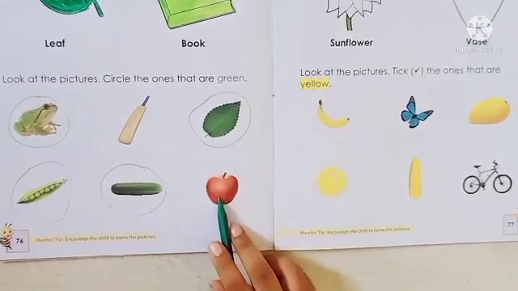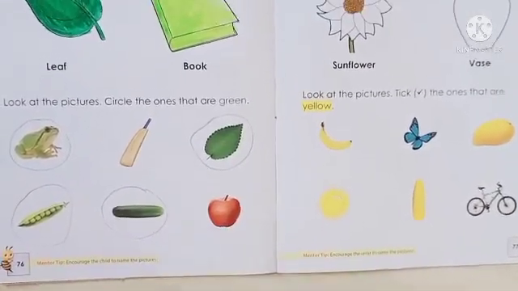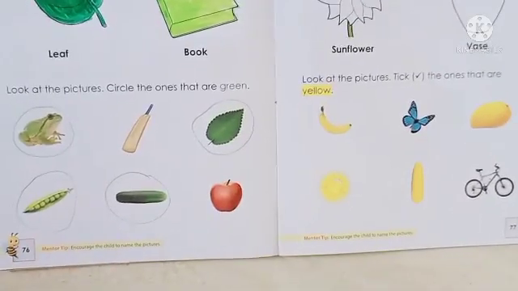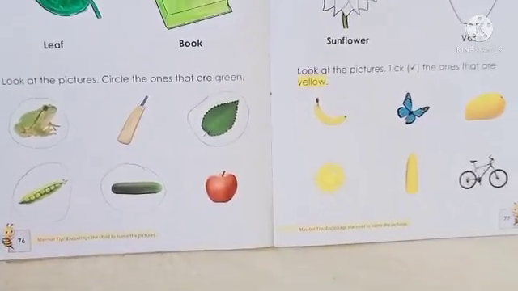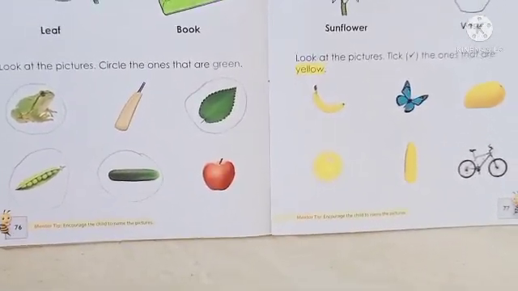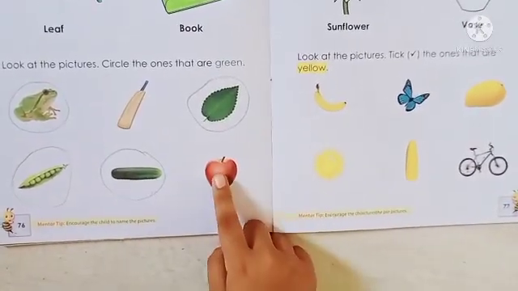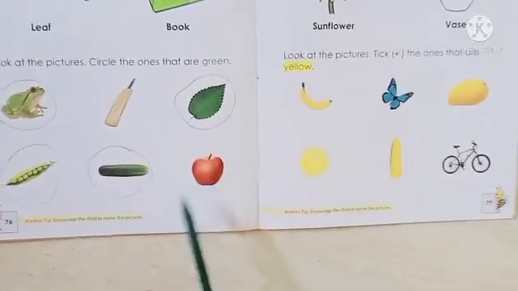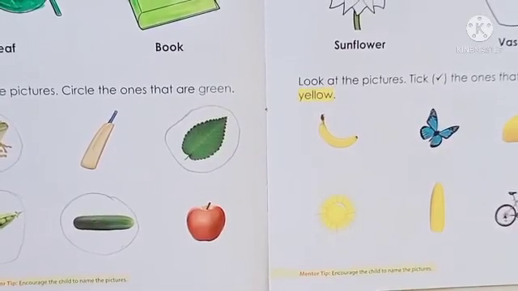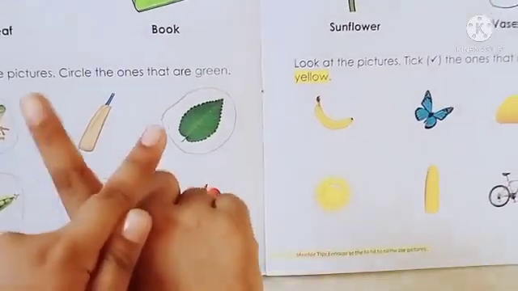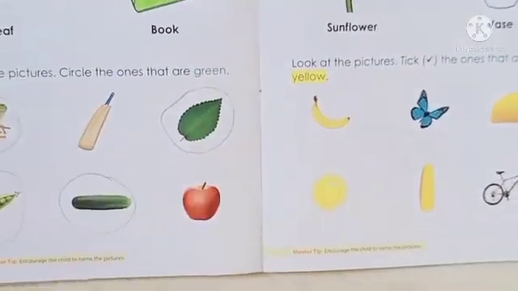The last image, the apple. Here, what's the color of the apple? Is it a green apple? No, it's a red colored apple, isn't it? So we are supposed to put a circle on it? No, we need not circle on it.